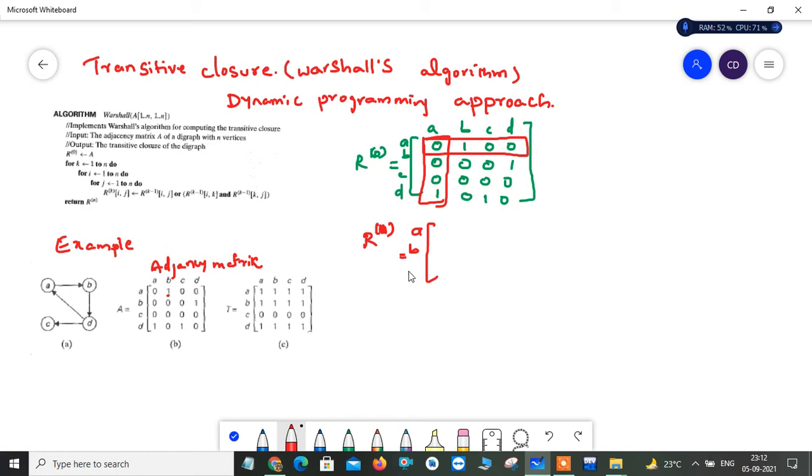So now this rank 1 can be generated from rank 0. Right? So now see here, A is common, right? So you have to take A row and A column as usual. Then we start finding whether any path exists.